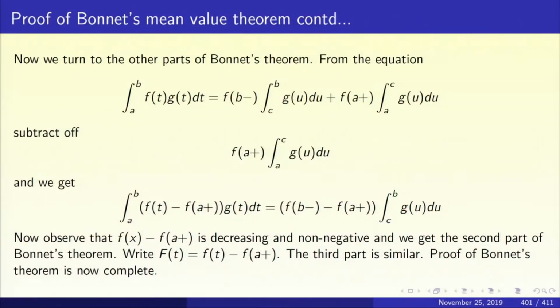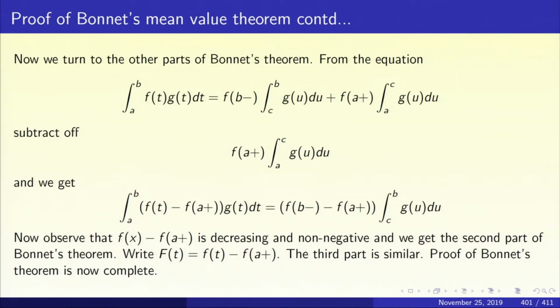Now, how do we get the second and third parts of Bonnet's theorem? Let us look at this equation: integral a to b of f(t) g(t) dt equals f(b) minus integral c to b of g(u) du plus f(a+) plus integral a to c of g(u) du. Let us subtract off a term from both sides: f(a+) plus integral a to c of g(u) du.